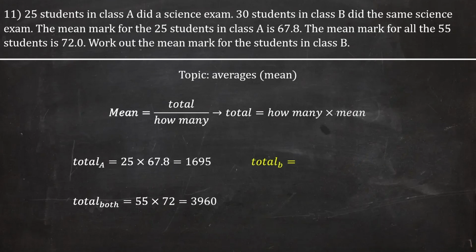The total for B is going to be the total for both classes minus the total for A, which will give you 2,265. And then we can find the mean of B. The mean of B is going to be the total for B divided by how many students there are. So 2,265 divided by 30. You put that in your calculator and you get 75.5.